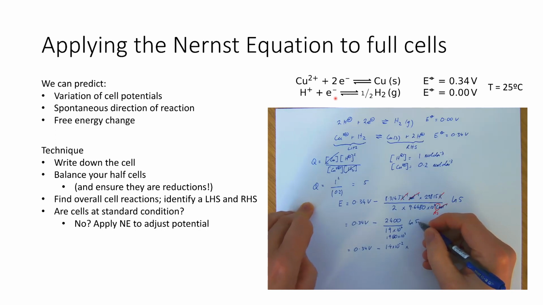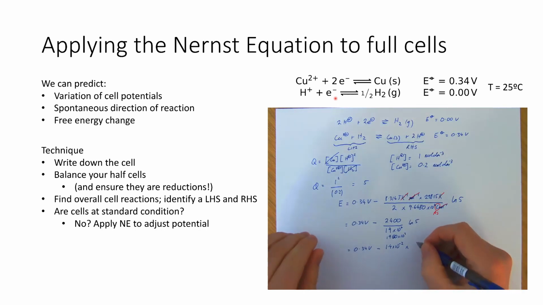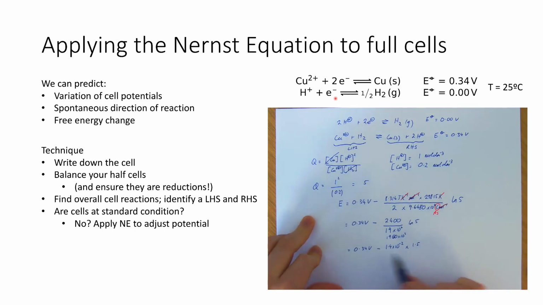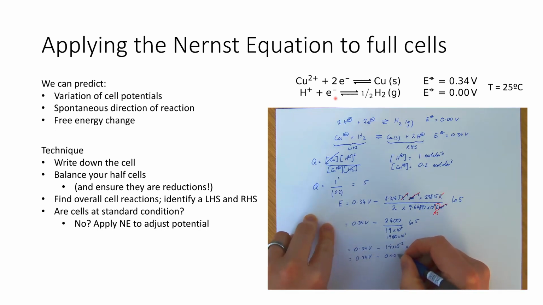Remember, this is asking what power of e do we need to get 5. e is about 2.7, so it's going to be about 1 and a bit. It's not going to be squared. Let's say that this is going to be about 1.5. So 1.4 times 1.5 is about 2.1 times 10 to the minus 2, so we get 0.021.